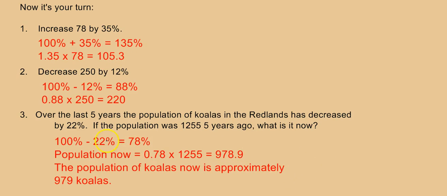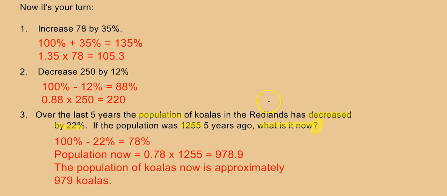Finally, let's look at this last question, question 3. Over the past 5 years, the population of koalas in the Redlands has decreased by 22%. If the population was 1,255 5 years ago, what is it now? So the population has decreased over the last 5 years. This is the original population 5 years ago. What is it now? Let's look at that question mark.